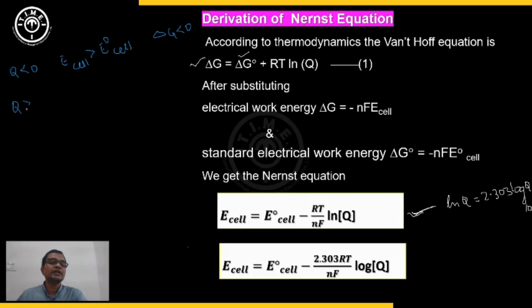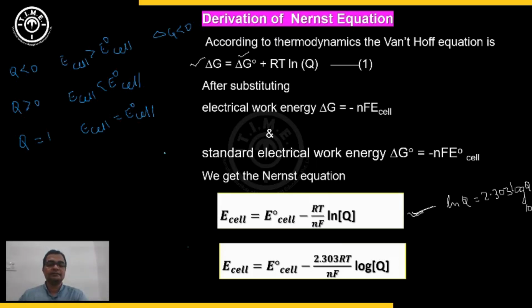If Q is greater than 1, then E cell value is less than the standard EMF of the cell. If Q is equal to 1, then log Q will be 0, then the second term as a whole becomes 0. Therefore, E cell value is equal to E naught cell. Point to remember of this one.